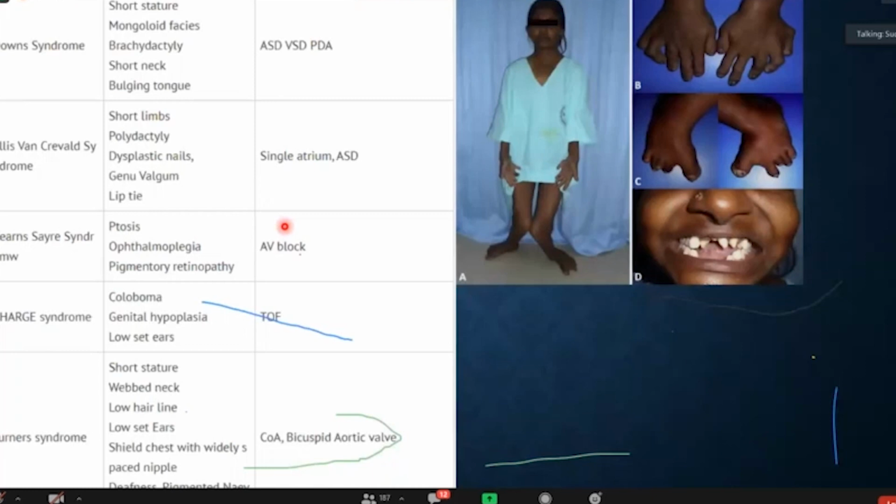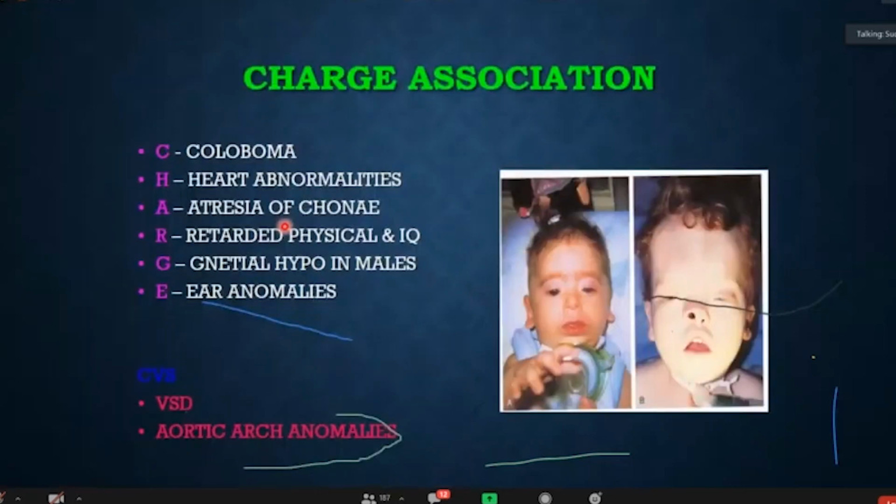Now, next is CHARGE syndrome. Before coming to that, I'll come to that. So this is CHARGE syndrome. Now, what is CHARGE syndrome is, you should just remember what is CHARGE.